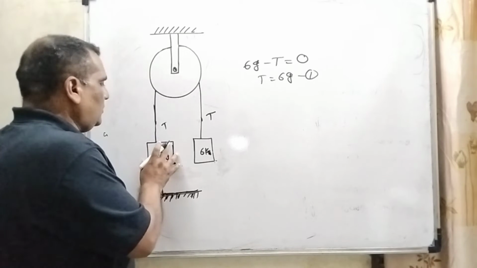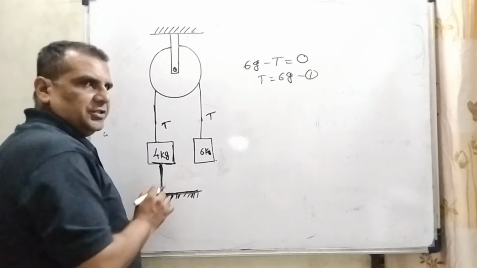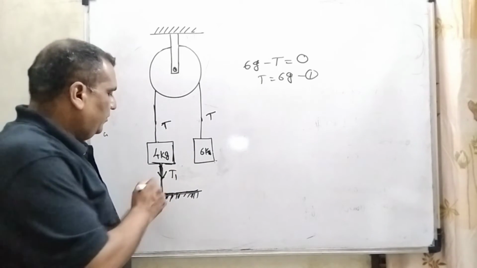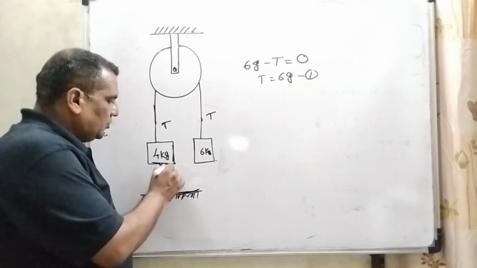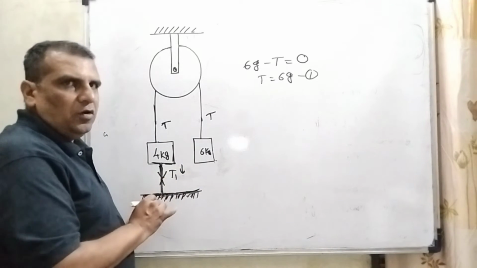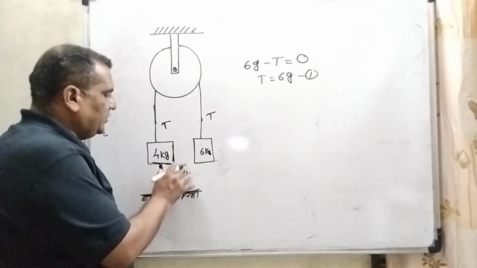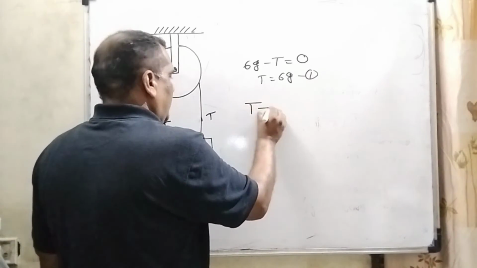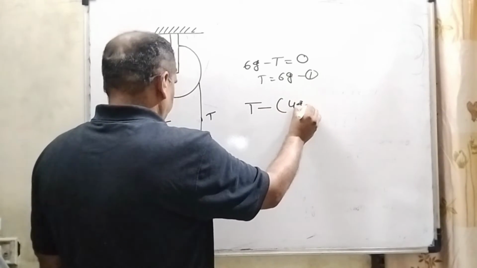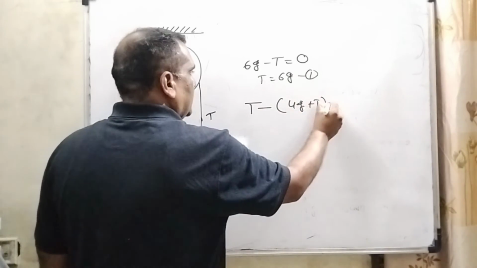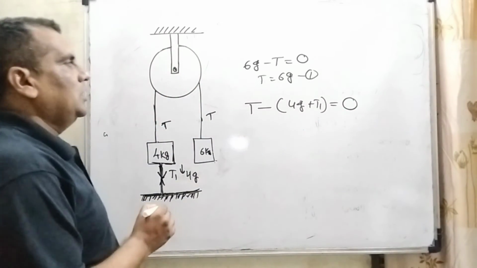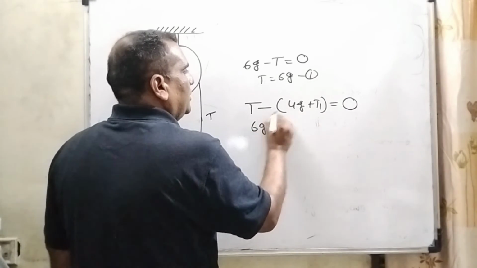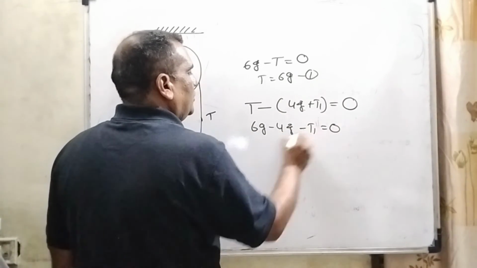Now tension is acting in the upward direction. And here T1 is acting in the downward direction. Why? Because this is a rigid stand. So therefore, here two forces are acting in the downward direction: mg, meaning 4g, and T1, and tension is in the upward direction. So T minus 4g minus T1, and its resultant is 0. Now substitute this value: 6g minus 4g minus T1 equal to 0.